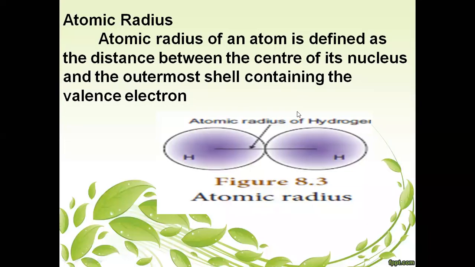Let us consider the hydrogen atom. The distance between the two hydrogen nuclei of the molecule is 0.74 angstrom. So the covalent radius is 0.74 divided by 2, that is 0.37 angstrom, because it is the distance between the adjacent nuclei of two covalently bonded atoms of the same element in a molecule. This is the example for the covalent radius.